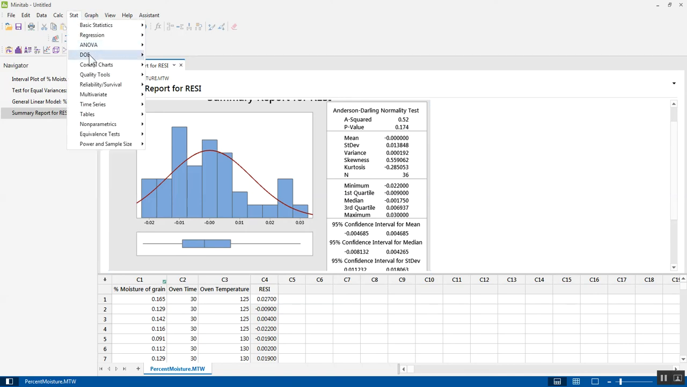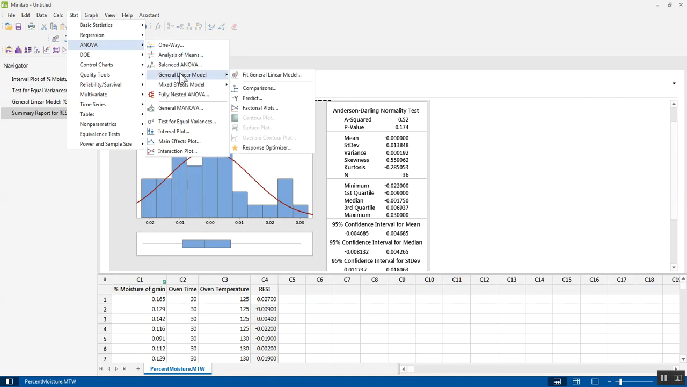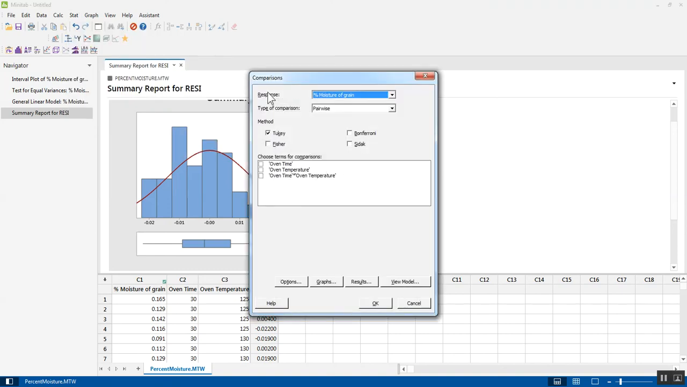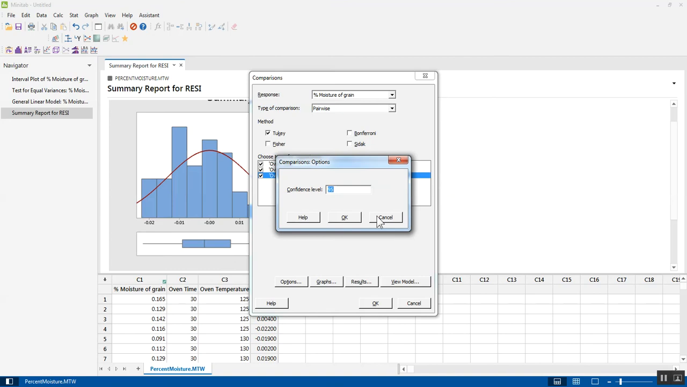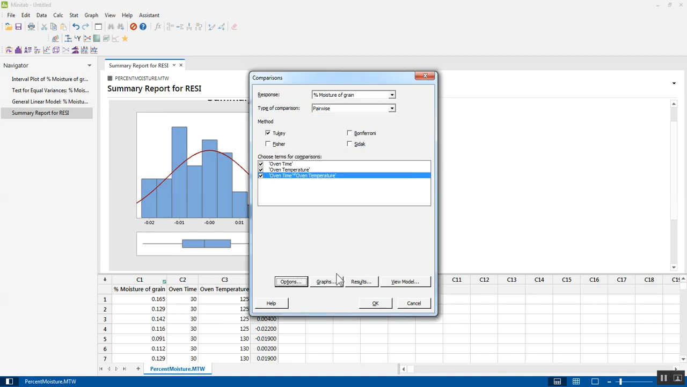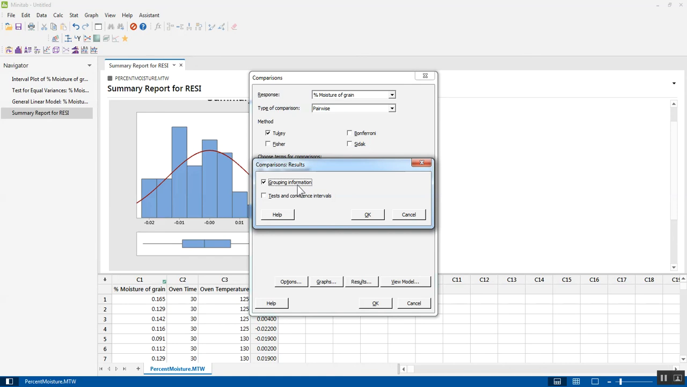So I want to go and do my post hoc testing. Go to general linear modeling. See, all these options have come up now. Look, I could do comparisons, which I'm going to do in a minute, but then we can do factorial plots and predictions and all that should we want to. But we want to do our post hoc comparisons. So I'm going to do pairwise comparisons using the Tukey method, oven time, oven temperature, and the interaction. We will keep our confidence level at 95. Graphs, no, we don't want those. Results, I think we'll just keep the grouping information.